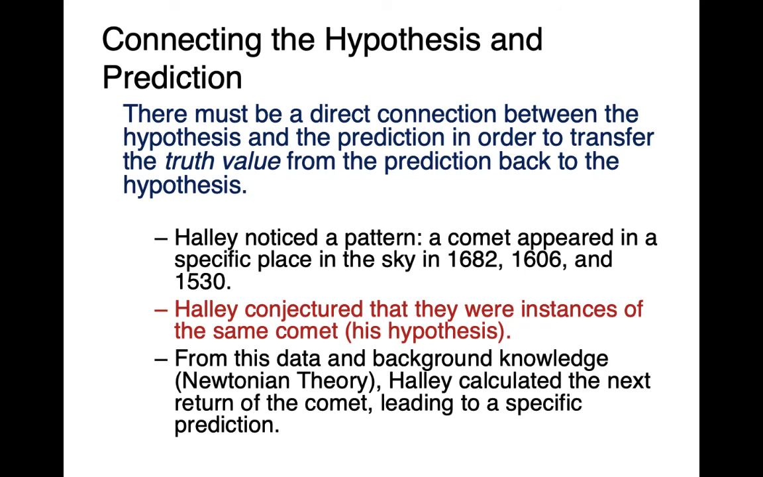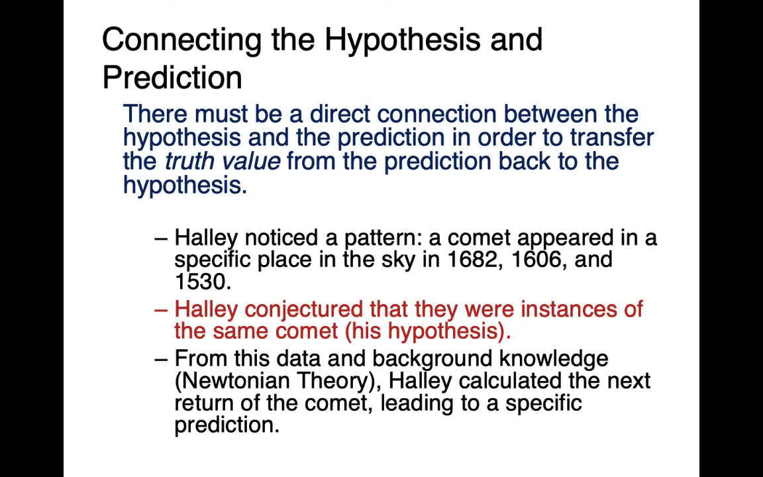The mere fact that the prediction is true is not enough. You've got to do a test where you run the risk of it being shown false, in which case you would reject the hypothesis. So you need to get confirmation. You need to be able to say the hypothesis is probably true. But you can only do this if it predicts what comes true on the one theory, but none of the others. Halley noticed a pattern.